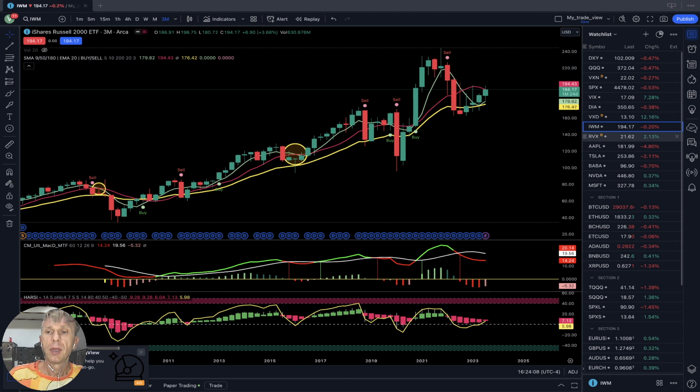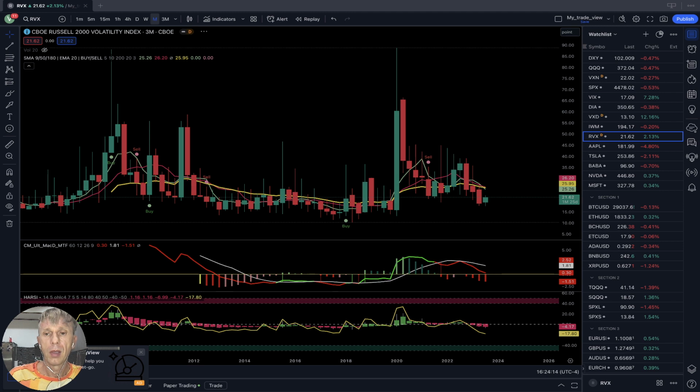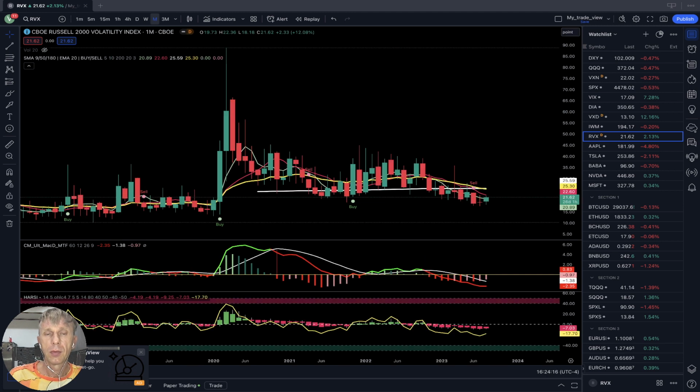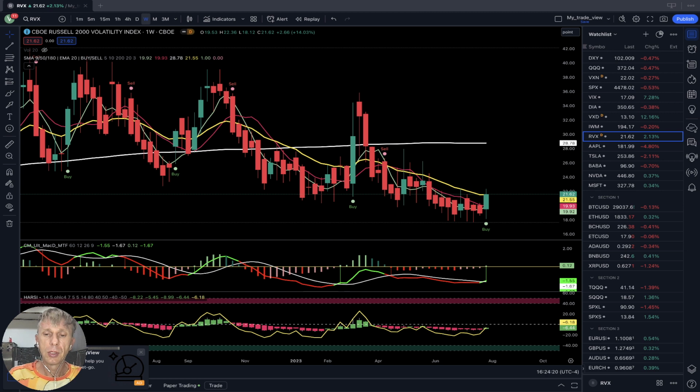Okay, RVX volatility index for Russell 2000, quarterly still bearish, monthly still bearish, weekly it just did bullish reversal. First bullish reversal, it means it's bearish for Russell 2000, for IWM. Now let's move to Apple.